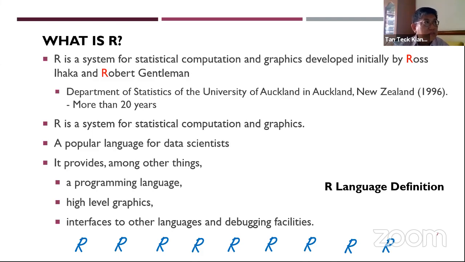R is a system for statistical computation and for graphics, especially it has very elegant graphics if you want to use the graphic features of R. And it became a very popular language for data scientists, for people that are interested in research, for people that are interested in doing data analysis. Amongst other things, it is also a programming language, and it provides graphics, and it can also interface to other languages and also for debugging purposes. It also provides facilities so that you can use C++ and all that, and link to Python from R.